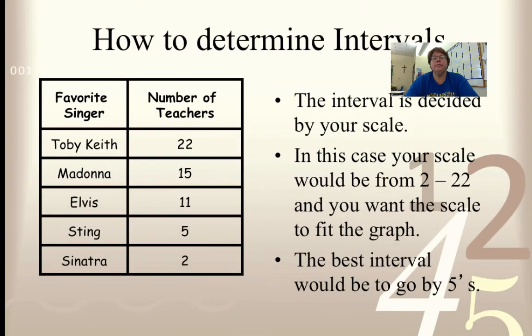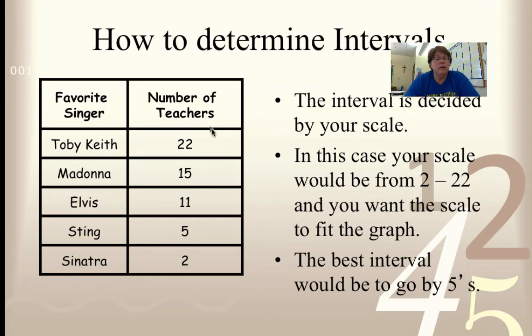Okay, next. The next letter is I for intervals. So you have to determine the interval. The interval is the space between the numbers. So if your graph is going to start at 0 at the bottom, and then it's going to go up to, say, 24 at the top, you have to figure out how much space is between 0 and 24 and what number you want to go up by. Okay, so right here they're saying that the best interval would be to go up by 5s. You can go up by 1s, you could go up by 2s, you can go up by 5s or 10s. It just depends on your scale.